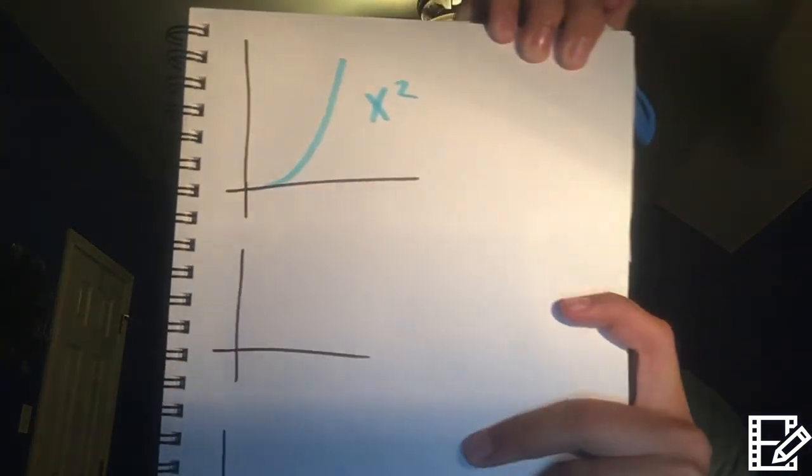So for our project, we are exploring velocity and other rates of change, specifically in regards to derivatives. For simplicity's sake, we're going to start off with a position graph. Very simple, just x squared. It's going to look like that.